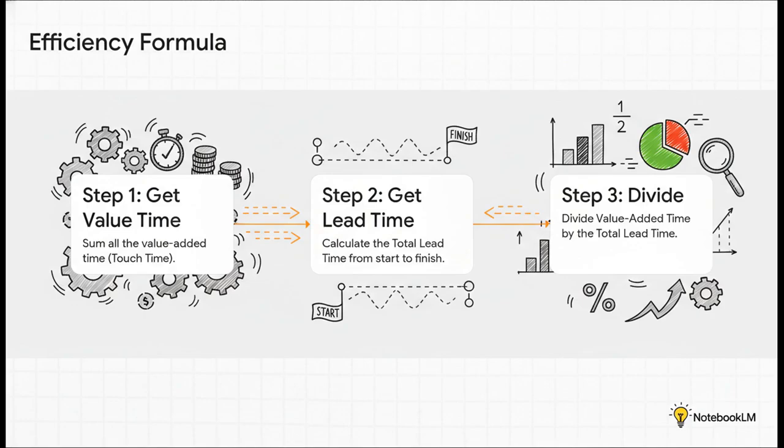And now for the final calculation, process cycle efficiency. It's a really simple and, frankly, brutally honest ratio. You take all the time that value was actually being added, our touch time. Then you divide it by the total lead time we just talked about. The result tells you what percentage of the total time was spent creating value and what percentage was just waste.